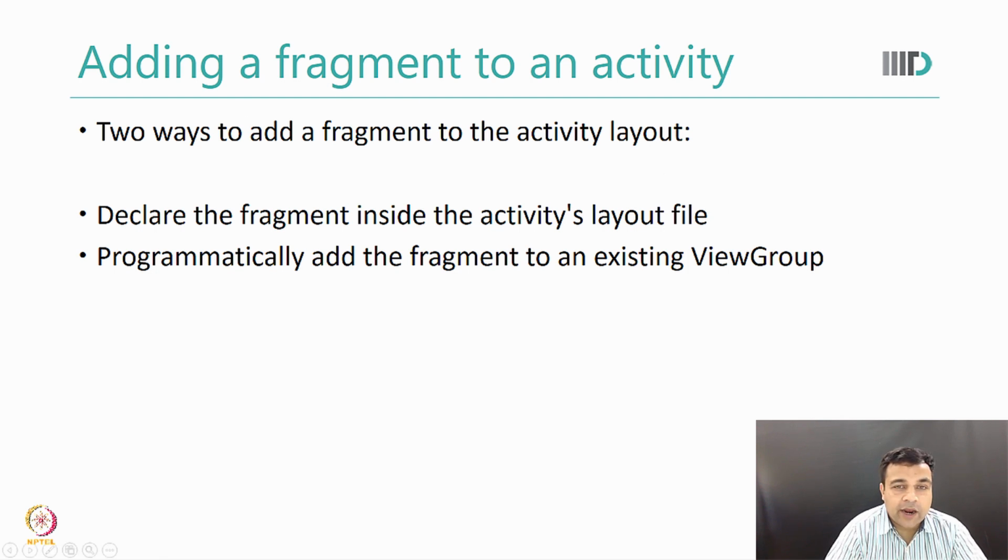Now let us see how we add a fragment to an activity. There are two ways to add a fragment to an activity, and as you may guess, one way is to add it in the XML file itself, and the other way is to add it through the code. If you remember, in the very beginning we talked about how for each activity we have a layout XML file, but we had also said that we can create all this using the code. With Fragment it is the same thing. We can either add a fragment inside the activity's layout file, or we can programmatically add the fragment to an existing view group using the code.